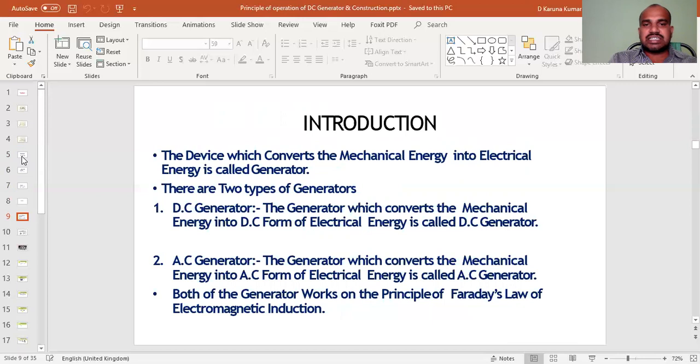Generators are DC generators and AC generators. The difference is that the generator which converts mechanical energy into DC electrical energy is called a DC generator. The generator which converts mechanical energy into AC electrical energy is called an AC generator. But both machines, DC generators and AC generators, work on the principle of Faraday's laws of electromagnetic induction.